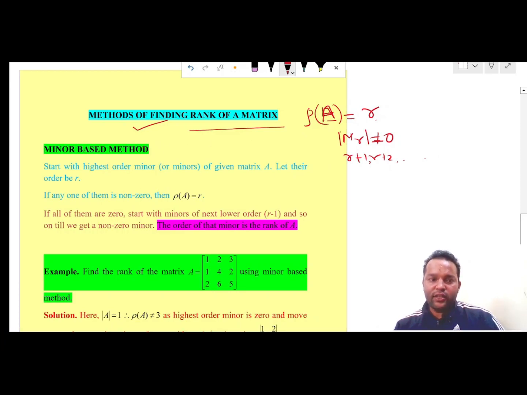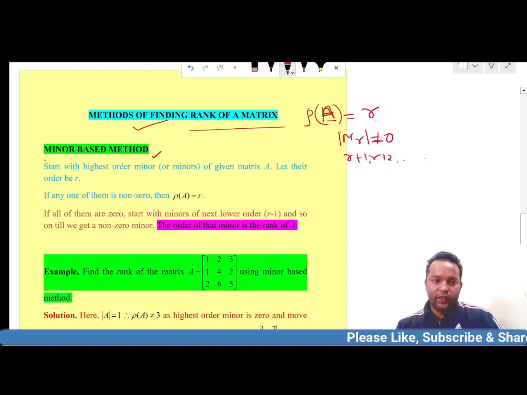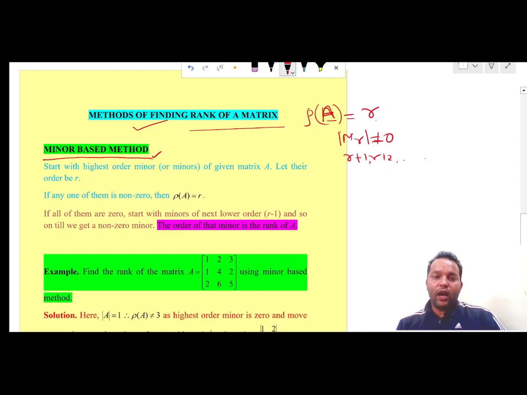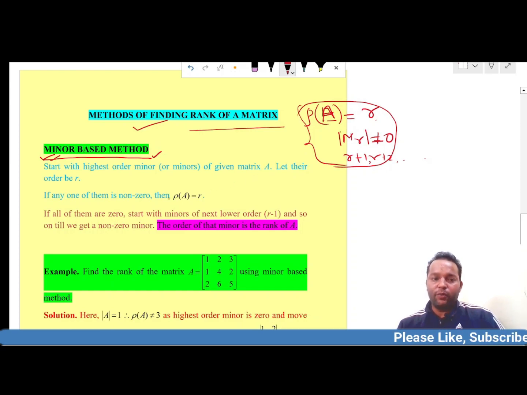So in general, three methods are adopted to find the rank of a given matrix. The first method is the minor based method, the second method is the echelon form based method, and the third method is the normal form based method. In this lecture, we will discuss the minor based method. The minor based method means how we can calculate the rank of a given matrix by computing its minors. In this case, we adopt the definition of rank of a given matrix.